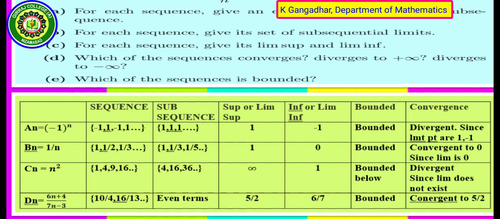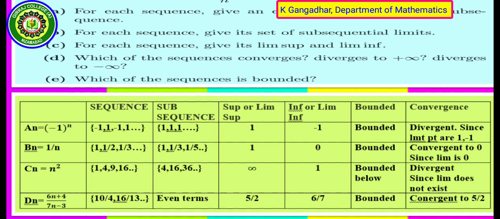Now next problem: 6n plus 4 by 7n minus 3. The sequence terms are 10 by 4, 16 by 13, and so on. Here we will take subsequences, either odd terms or even terms. Now the limit of the sequence is 6 by 7. The sequence terms start from 5 by 2 and so on, up to n tends to infinity. The last term is 6 by 7. So the sequence lies between the terms 5 by 2 and 6 by 7.